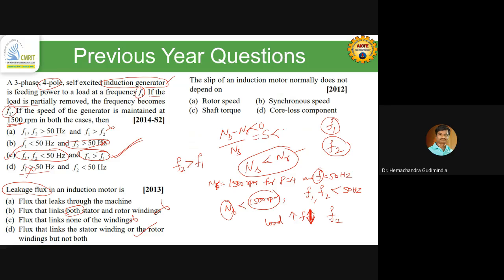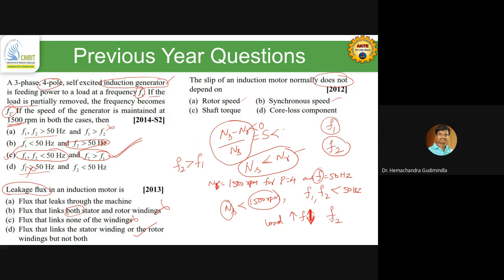Now the next question: the slip of an induction motor does not depend on. This is also a simple question, given in 2012 for 1 mark. Now slip is equal to (Ns minus Nr) by Ns. So it depends on Ns, and it depends on Nr. So option A is not correct, option B is not, because they have given does not depend on. The slip depends on synchronous speed and rotor speed.